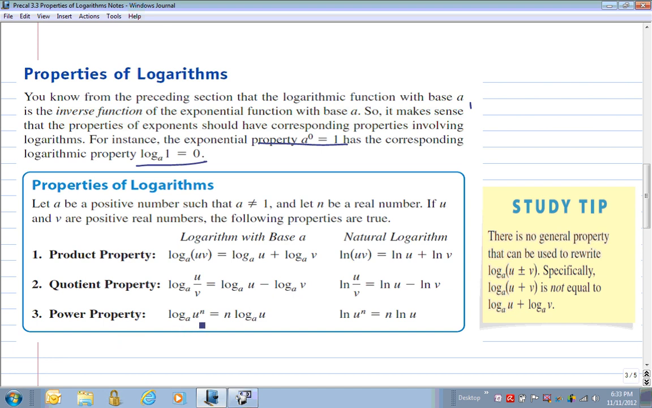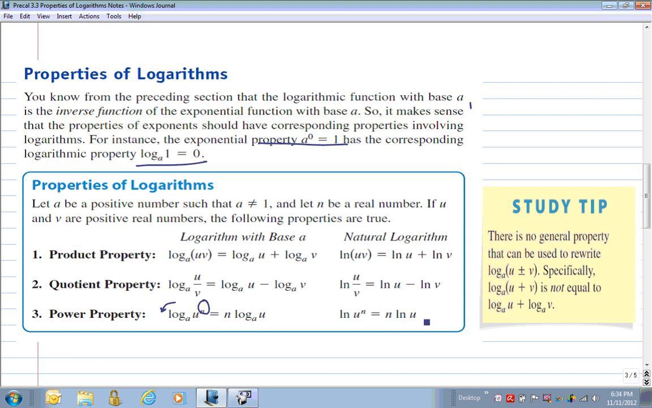And then our power property. This is a little unusual. We're going to take that power over here, and we're going to move it to the front. So n times log base a of u. And ln u to the n power is the same as n times ln u.